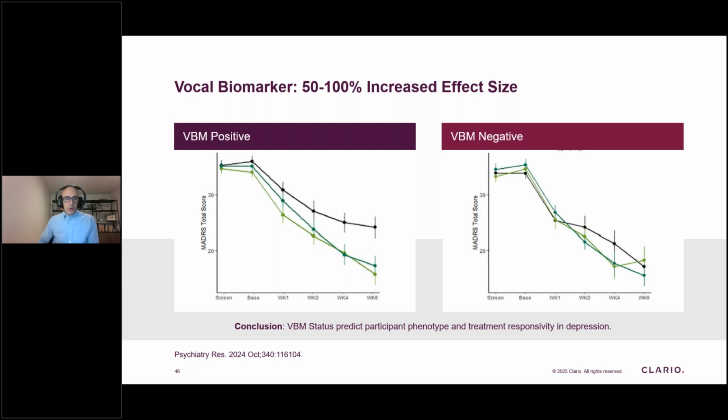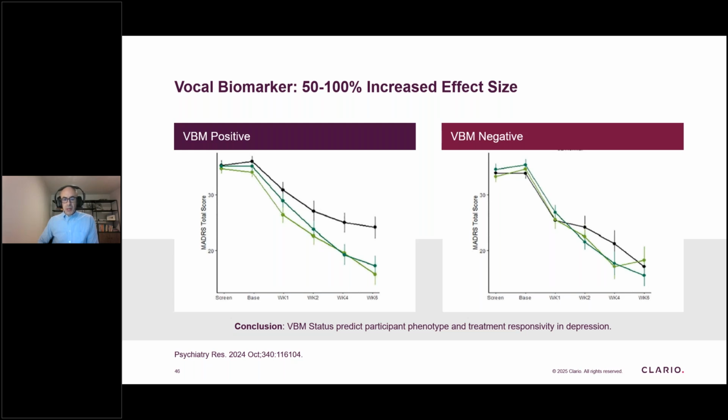We term these vocal biomarker positive for those who had longer speech turns latency, and vocal biomarker negative for those whose speech turns latency sound less depressed and more normal. And what we found was this status actually predicted their treatment response in the study. And when we stratified them into two groups based on their VBM classification, we saw something extraordinary.